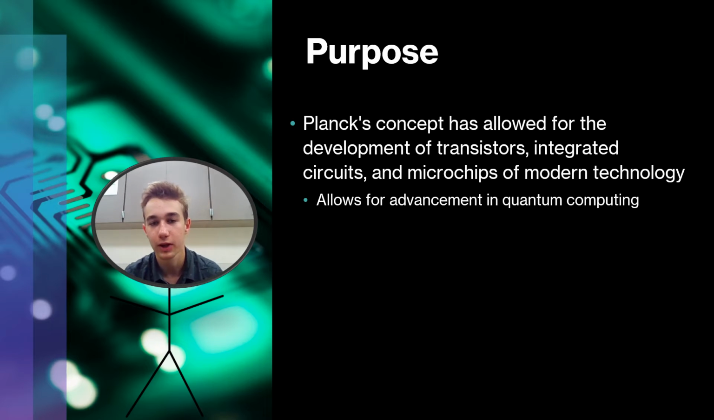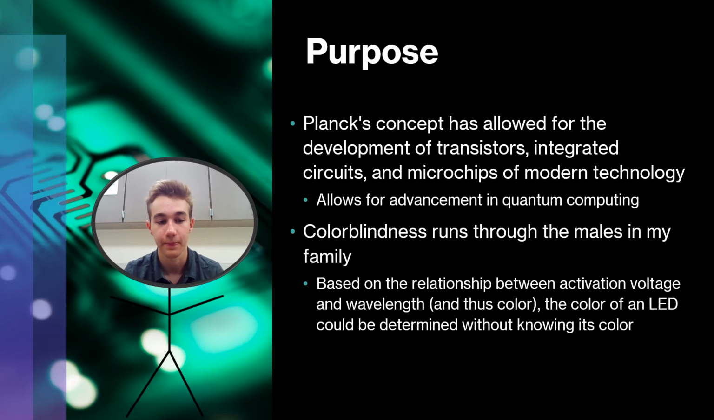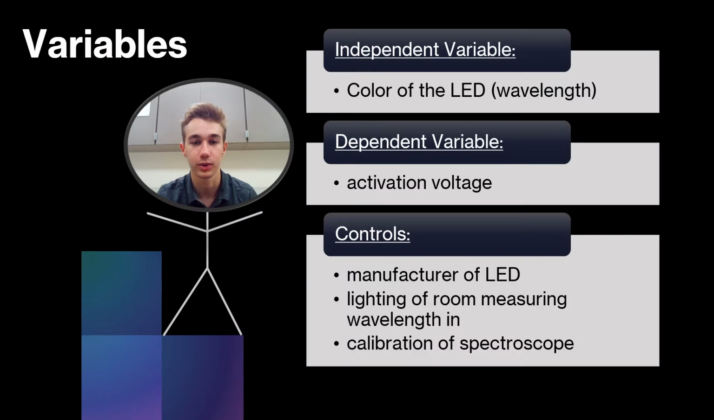Why is this important? Well, Planck's constant allowed for the development of a lot of modern computer technology, and any advancements in quantum computing are usually based on the fundamental ideas discovered by Max Planck. Furthermore, colorblindness runs through the males in my family, and I'm personally colorblind. So based on the relationship proven here between activation voltage and wavelength, and thus color of the LED, the color of an LED could be determined without visually seeing the LED, just using other properties like its activation voltage.